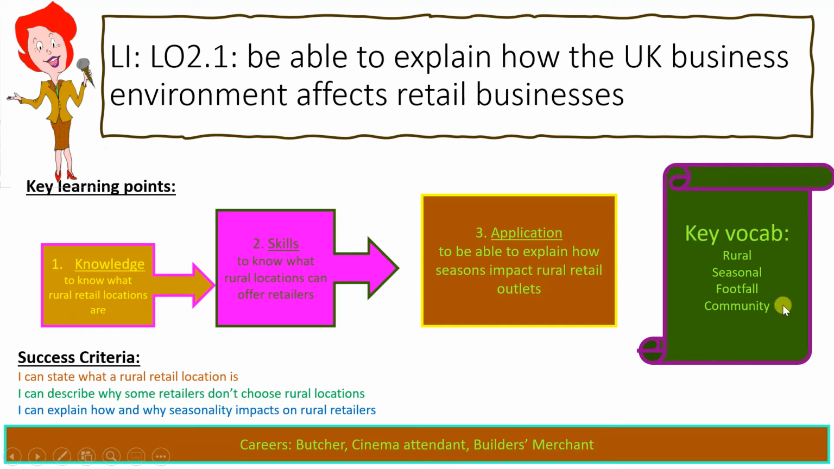The key vocabulary today, obviously rural, that's the key one here, but we've also got seasonal and seasonality, footfall and community. You'll know you've completed the lesson successfully when you can write a statement of what a rural retail location is, why some retailers, particularly large ones, don't choose rural locations, and that you can explain how and why seasonality impacts on rural retailers. And the careers at the bottom from retail are butcher, cinema attendant and builder's merchant, all part of the retail industry.